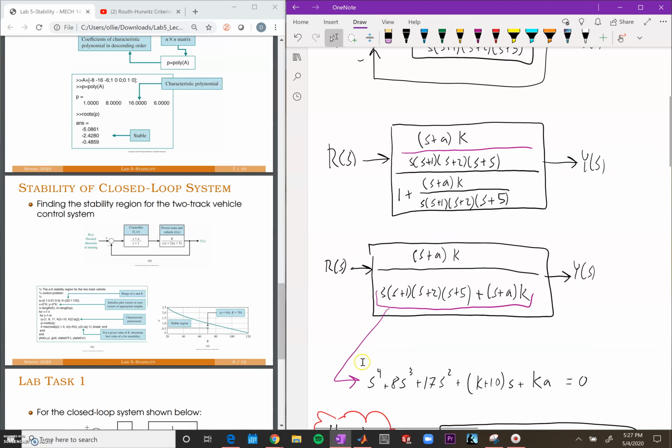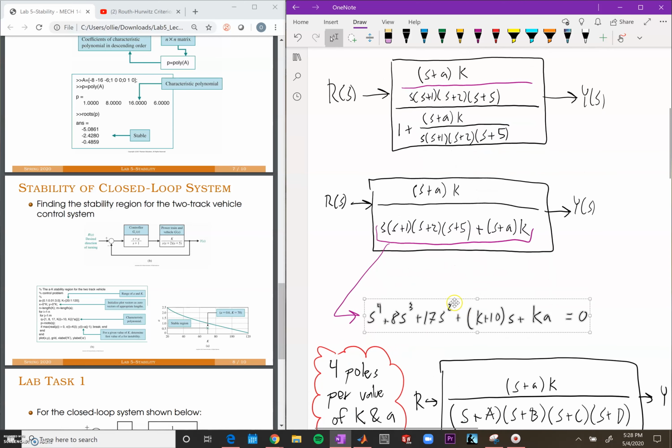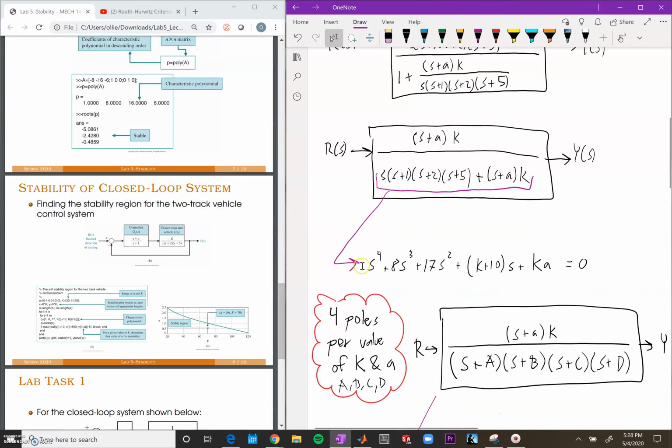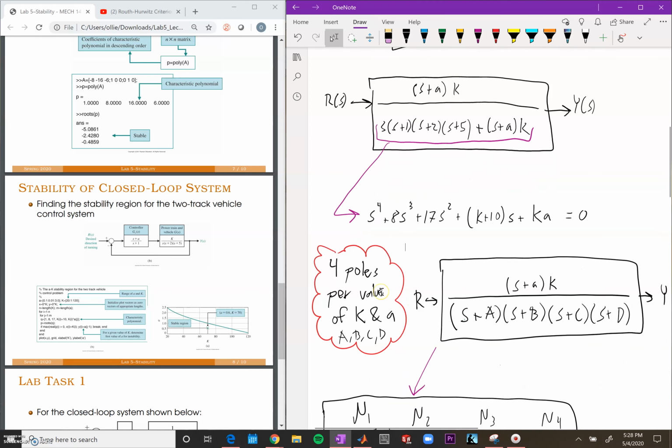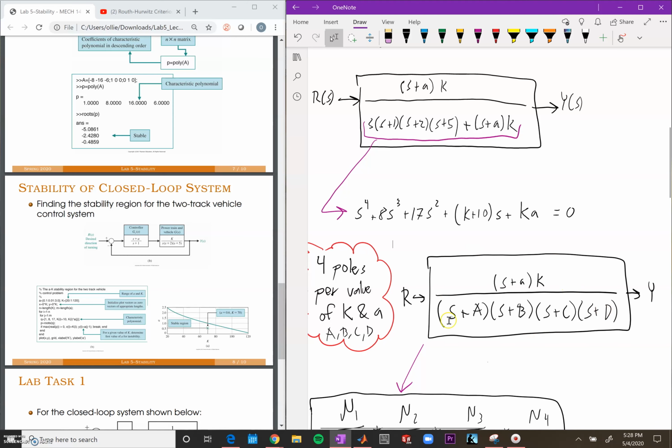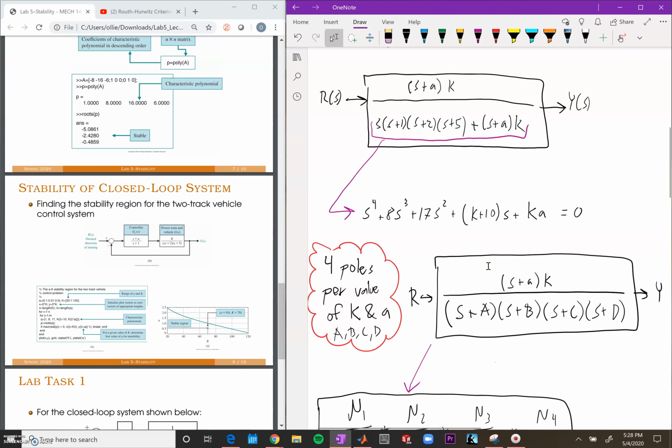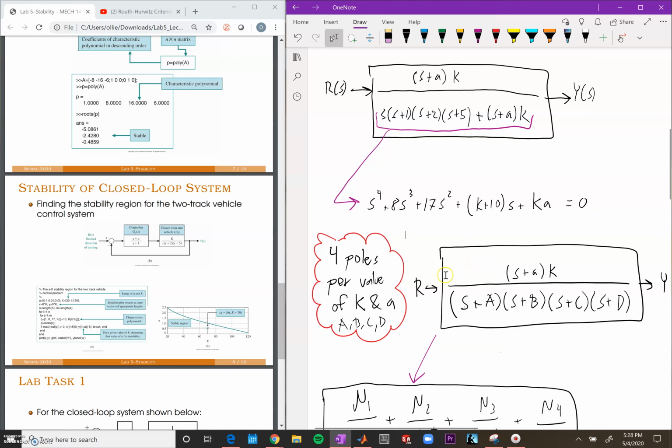And so that's it. We have to find the poles of this, otherwise known as the roots of the denominator. So when does S make this expression equal to 0? We know there's going to be 4 poles, because this is S to the 4th, and this is our open loop transfer function. So our 4 poles can be factored down to this.